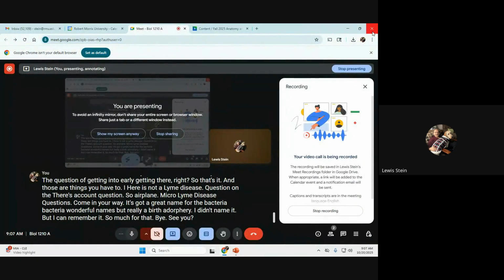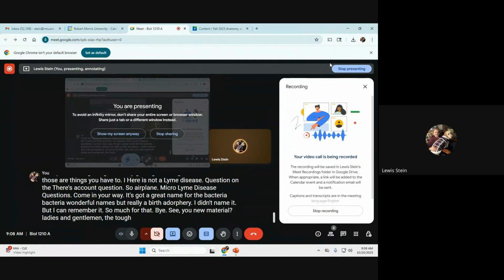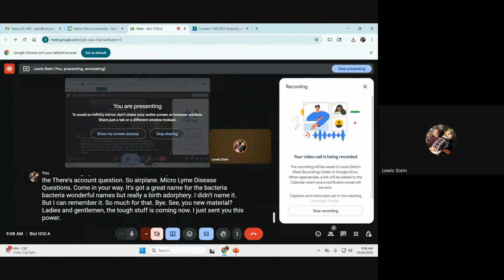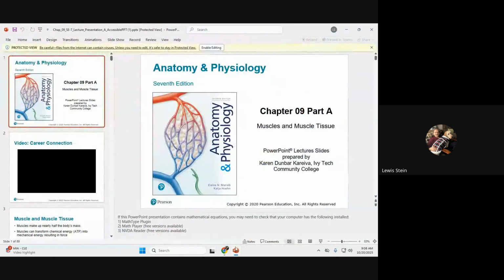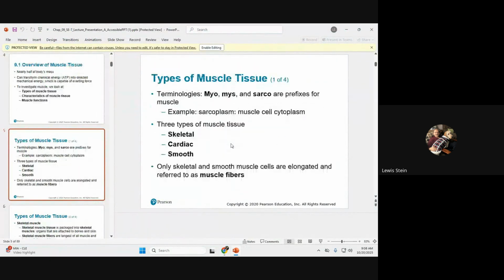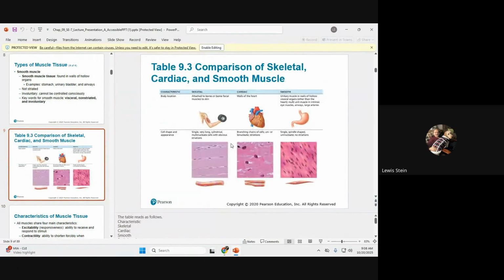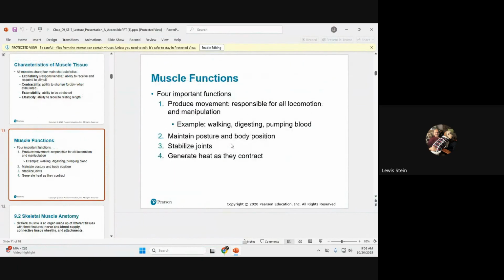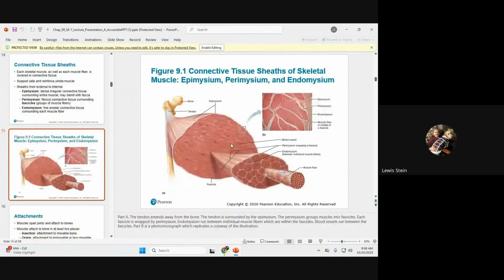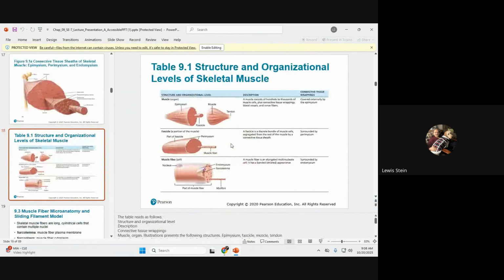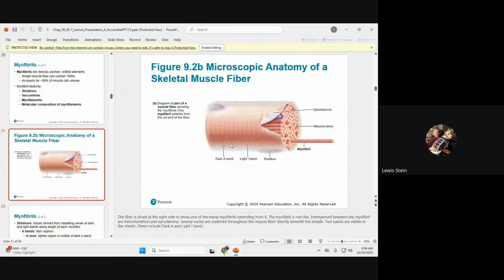See you. New material. Ladies and gentlemen, the tough stuff is coming now. I just sent you this PowerPoint. There's all sorts of goodies. After we get all this initial stuff out of the way, we start looking at this kind of stuff. You're going to see, as I'm scrolling through, we're going to look right down to the microscopic level.